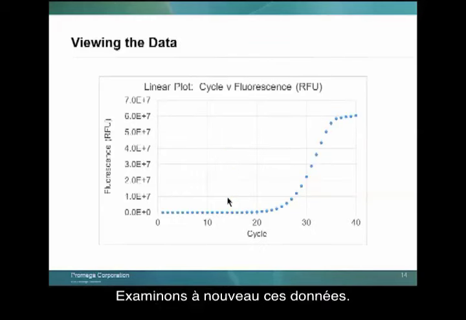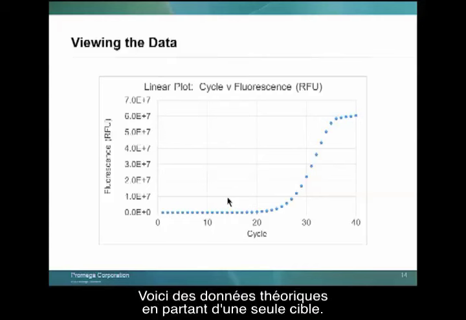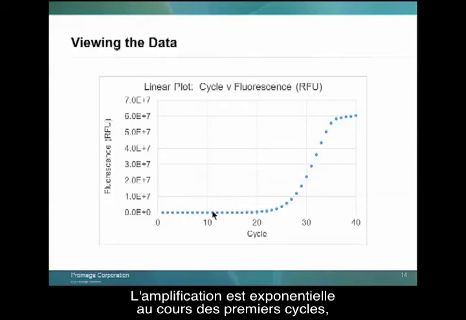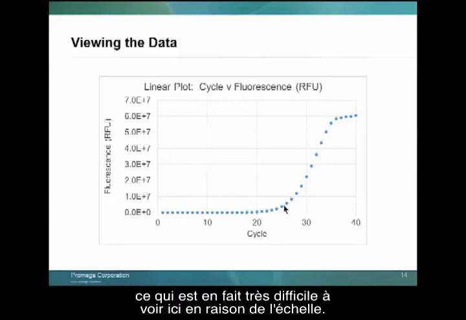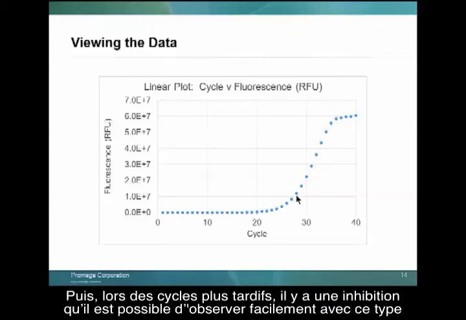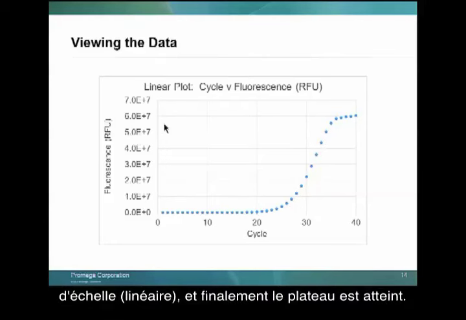So let's look back at that data again. Here's that mock data starting with one target. And we see exponential amplification during the early cycles, which is actually really hard to see here because of the scale. And then in the later cycles, we have some inhibition, but we can look at that easily on this kind of a scale, on this linear scale, and then plateau.